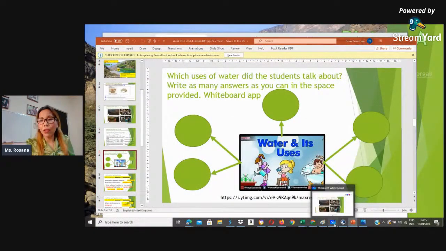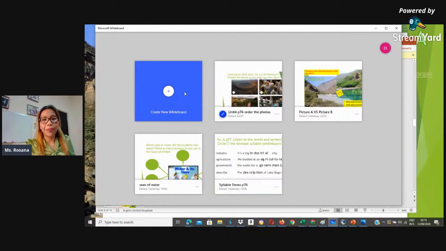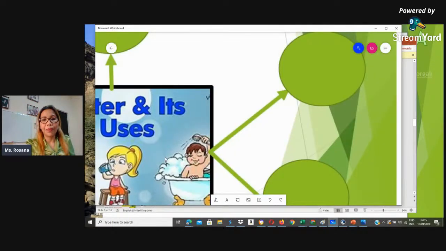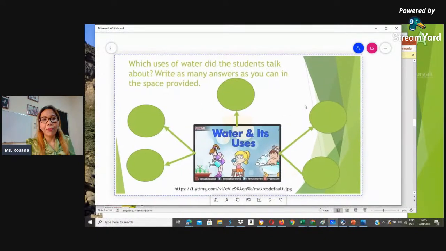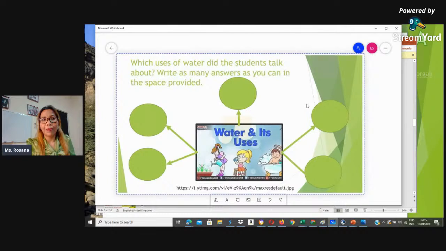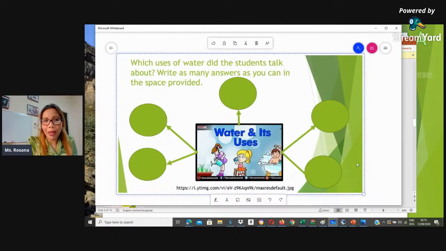Now here is the next activity using whiteboard. Okay. Now in the listening text, the students also talked about the important uses of water. Okay. Now you can type up as many ideas that you remember in the bubbles. So again, here you can doodle, either using your digital pen or using your hand. And you can also type up, okay, and then drag and drop, okay? Type up as many ideas that you remember. What are the important uses of water?